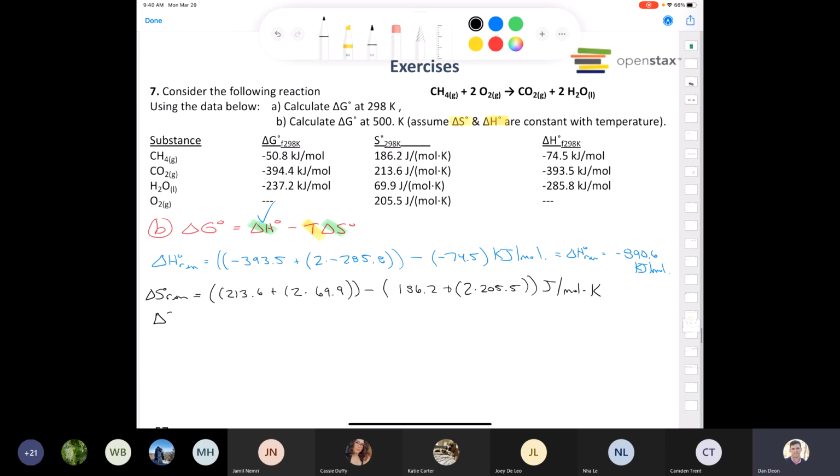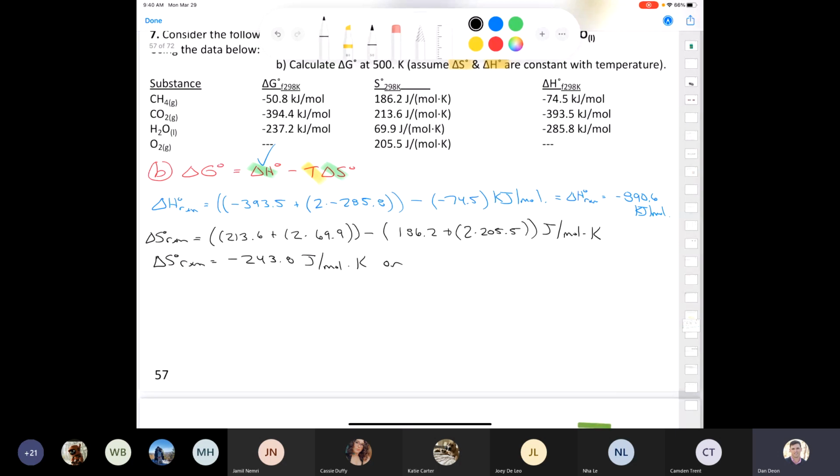is equal to negative 243.8 joules per mole Kelvin. Or if we want to convert this to kilojoules per mole Kelvin, right? We know that in 1 kilojoule, there are 1,000 joules. So all I have to do is divide this by 1,000, and I get the answer in kilojoules per mole Kelvin. So I'm going to do that just to have it. I have divided by 1,000, and I get negative 0.2438 kilojoules per mole Kelvin. There we go.